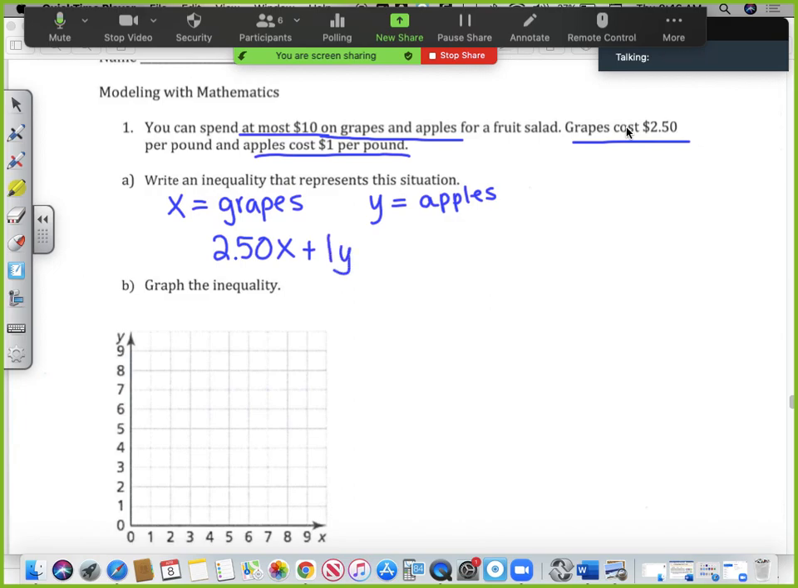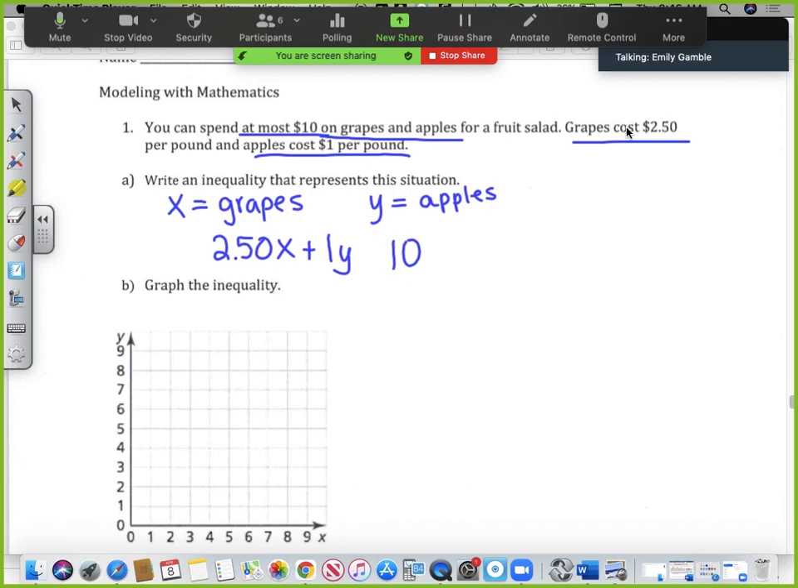you don't have to include the 1 at all, you can just include the Y. This represents how much it costs per grapes plus how much it costs per apples, and we know we have at most $10. Now usually we would put an equal sign here, but because this is not necessarily how many you can get to equal exactly $10, and this is more like here's the amount of money you have, you can spend up to this, you then have to figure out what symbol to use.